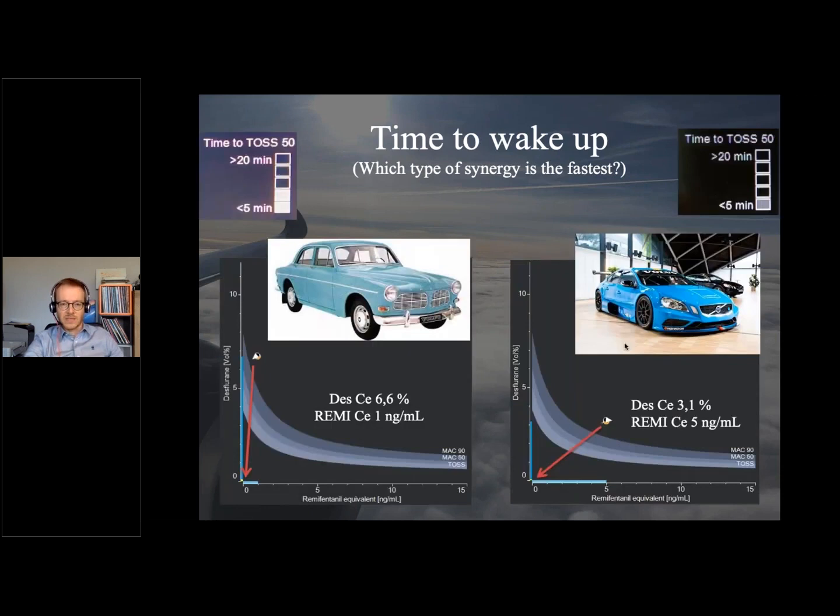Which type of synergy is the fastest? For a fast wake up, your anesthesia ideally consists of a combination of a large portion of a drug with a fast offset and a smaller portion of a drug with a slower offset. So in this case, the more remifentanil you give, the less hypnotic you will need, and the faster your patients will wake up.